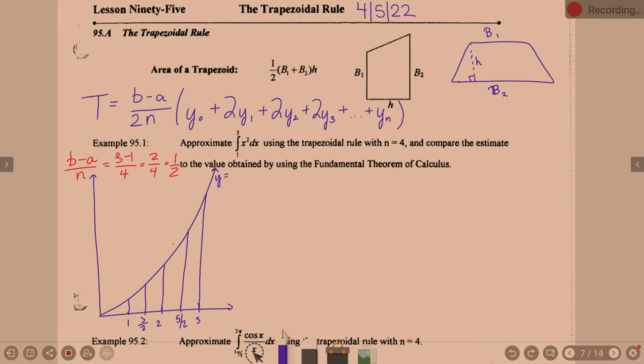Our curve was y equals x squared. And realize I'm not even going to try to draw the trapezoids in. But the idea is that each side of the trapezoids is on the curve. So here's a side, here's a side, here's a side, here's a side. Each of those pieces is on the curve.